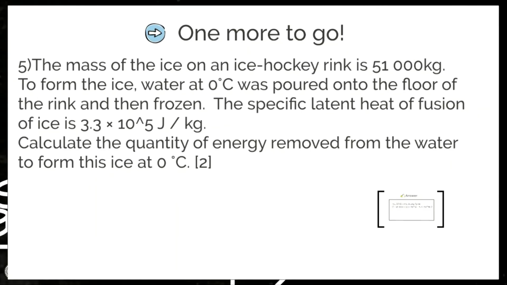The last question. The mass of the ice on an ice hockey rink is 51,000 kg. To form the ice, water at 0 degrees Celsius was poured onto the floor of the rink and then frozen. The specific latent heat of fusion of ice is 3.3 times 10 to the power 5 joules per kg. Calculate the quantity of energy removed from the water to form this ice at 0 degrees Celsius. So over here we are supposed to find the quantity of energy. So pause this video and note down the answer on a separate piece of paper. Once you're done, you may continue.